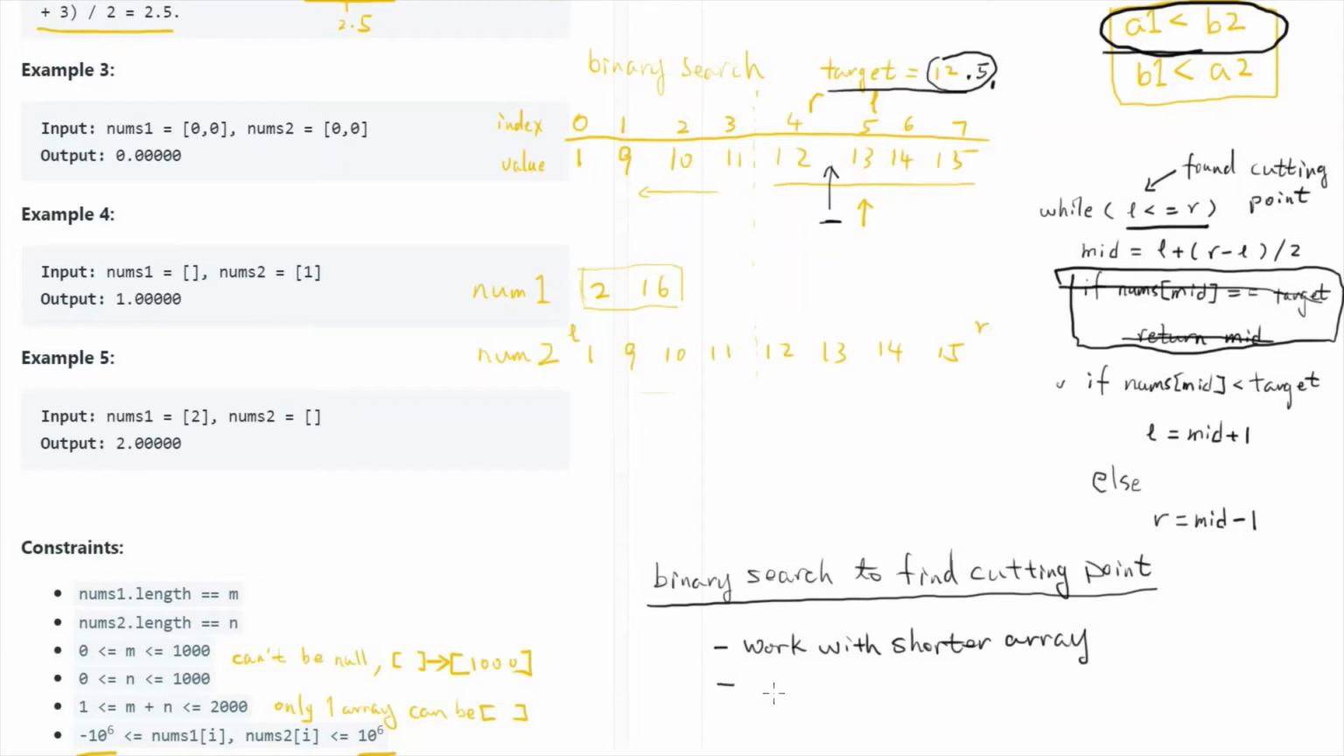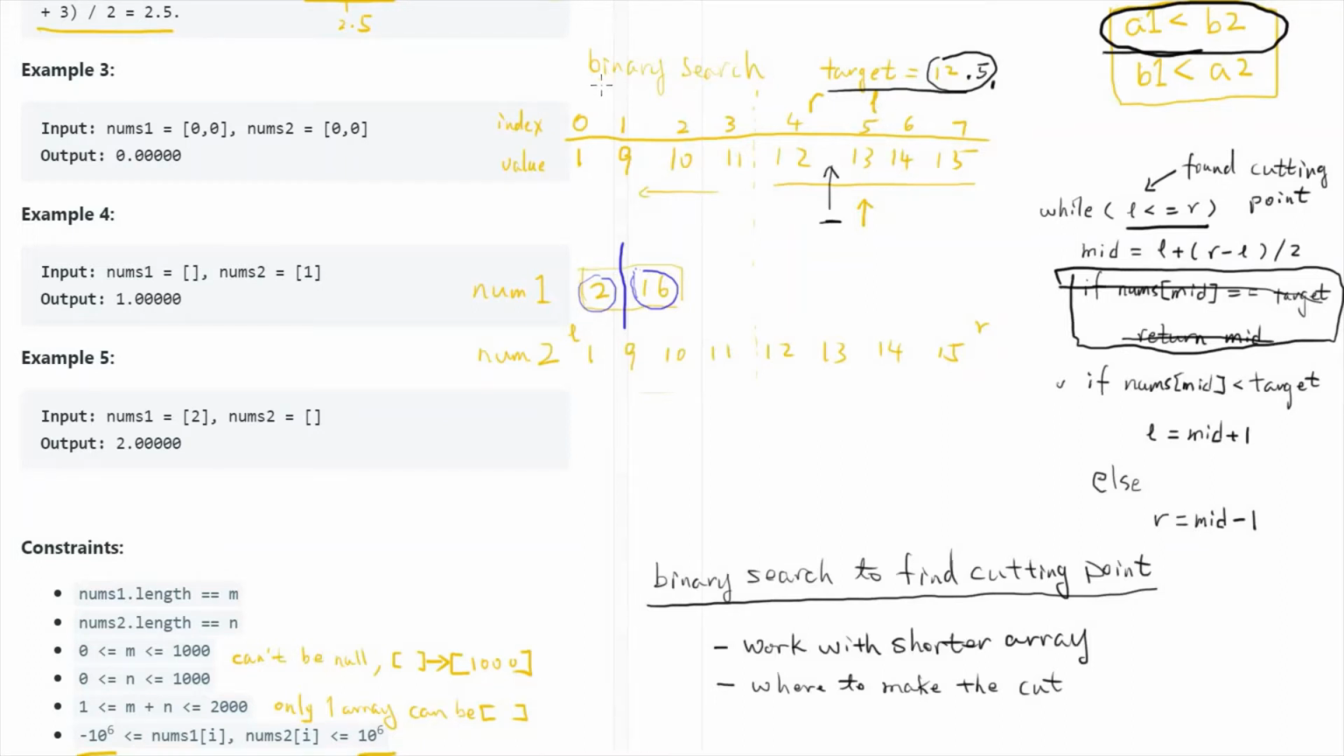The second point is where to make the cut. For example, in this array, if we cut between 2 and 16, the cutting point is not something in the middle. What we need to find is the index for the number. It could be this number or this number.